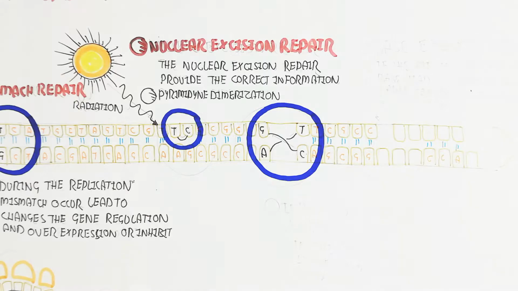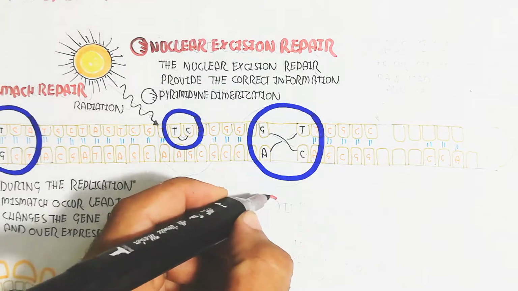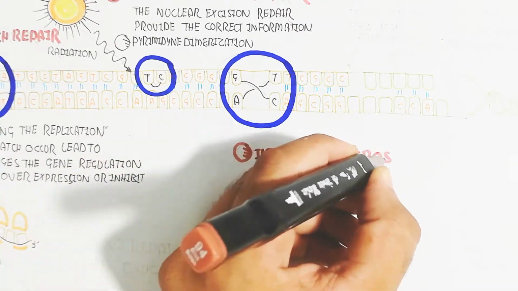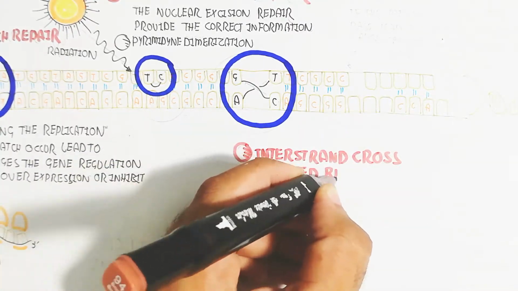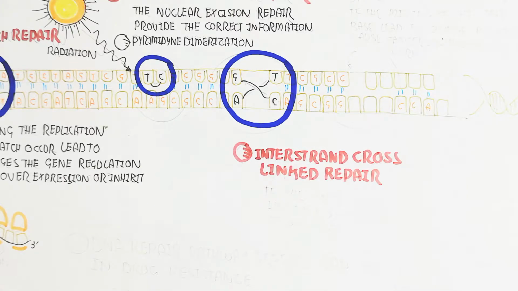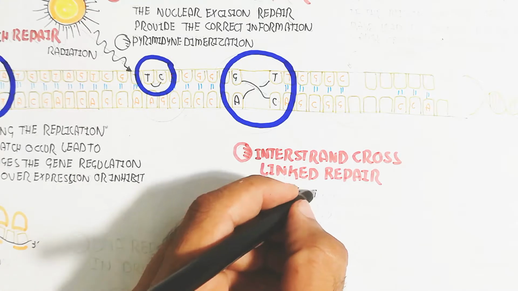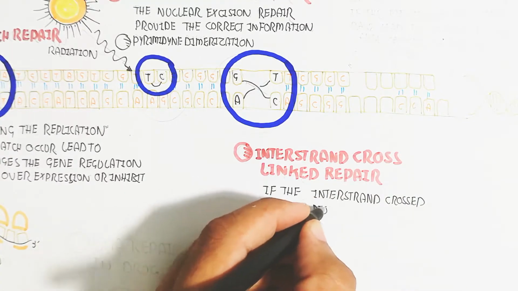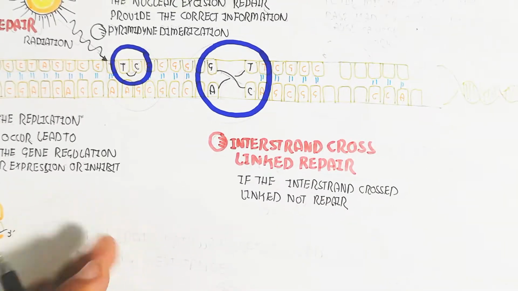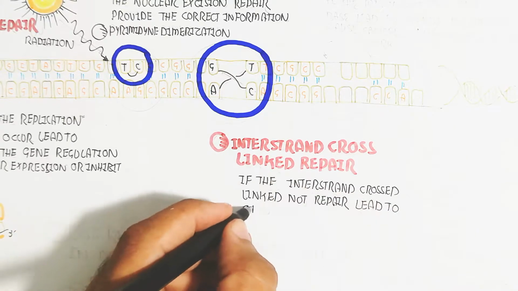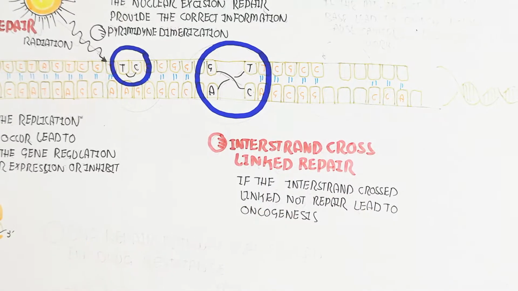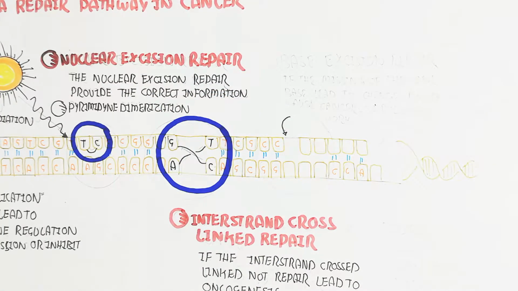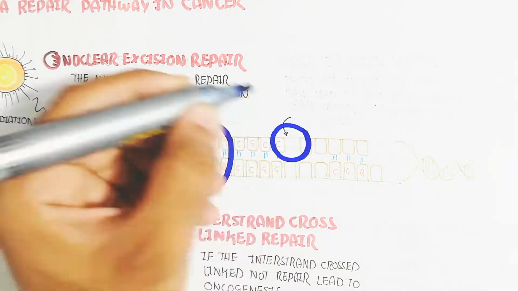Here the third one is the interstrand cross-link repair. If the interstrand cross-link is not repaired, it leads to oncogenesis. Remember that during cancer, the adaptation to the drug and DNA repair pathway defects can be involved in drug resistance and lead to inability of interstrand cross-link repair, which will cause cancer and maintenance, as well as selection and subclone expansion.